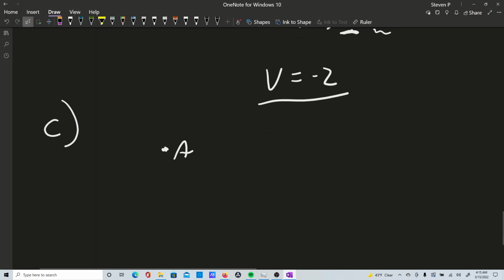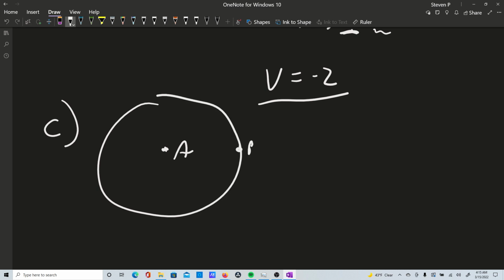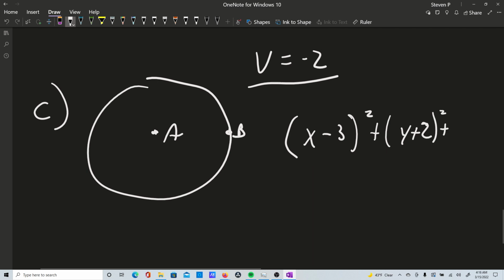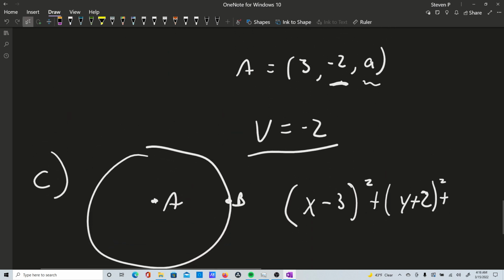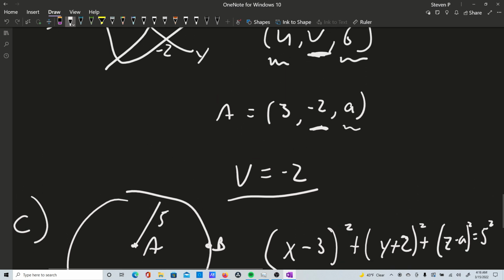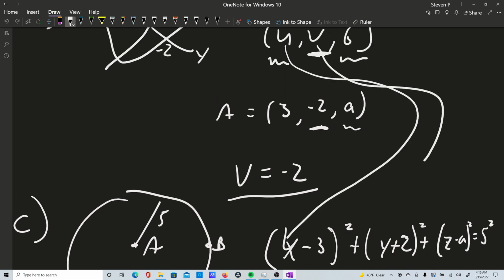So if A is here, and B is somewhere out here, first ignore B and just write the equation of the sphere centered at A with that radius, which is (x - 3)^2 + (y + 2)^2 + (z - a)^2 = 5^2. So the radius is 5. And now all you have to do is plug in u for x, v for y, and 6 for z, right?